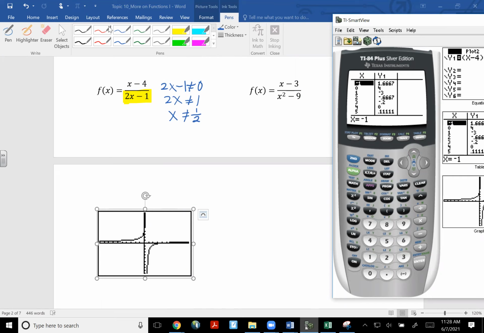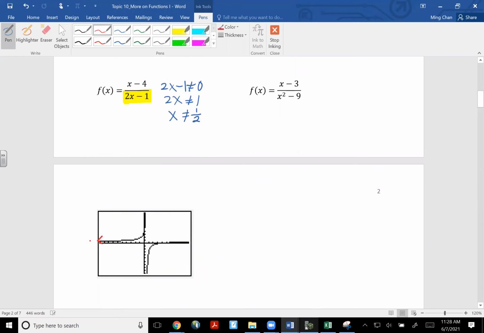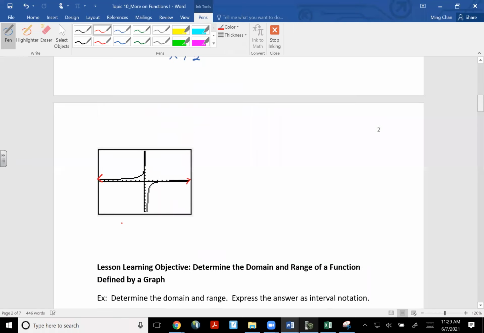But I know this part keeps going to the left. Coming from the left, approaching a half, but it cannot be a half. My y value is going nuts. God knows where that goes. And on the other side of the half, my function appears again and keeps going to the right. So in terms of domain, coming from the left will be negative infinity all the way to a half. I cannot be a half, that's why I use a parenthesis. Then my graph exists on the other side of a half, again using a parenthesis, and keeps going to the right to positive infinity.